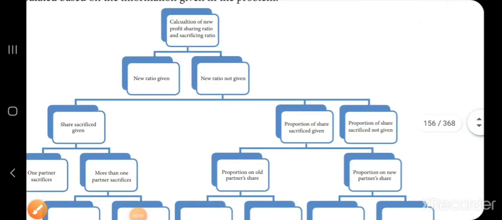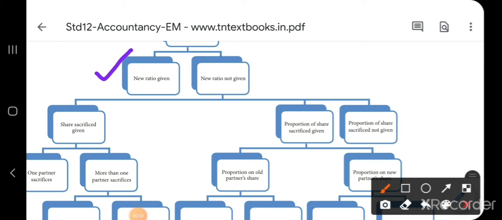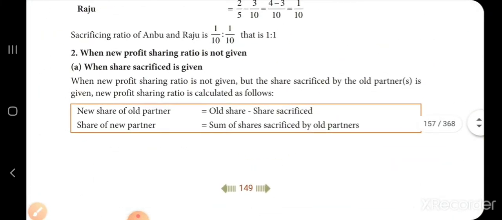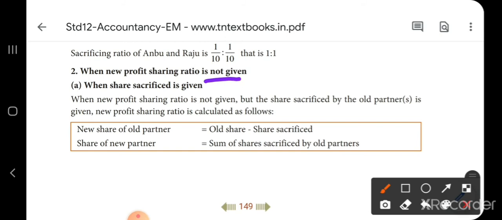Okay. Now we have seen the first situation, when the new profit sharing ratio is given. Now the next situation, the new ratio is not given in the problem. But they have given you the portion of share sacrificed. What portion the old partners have sacrificed is given in the problem. So that kind of problems we'll see. Now, when the new profit sharing ratio is not given, the first case is when the share sacrificed is given.